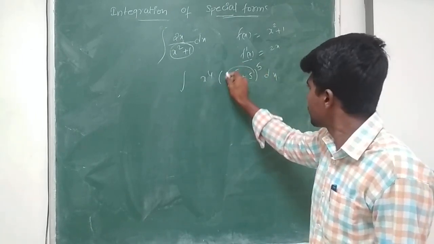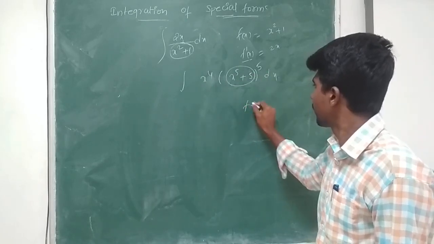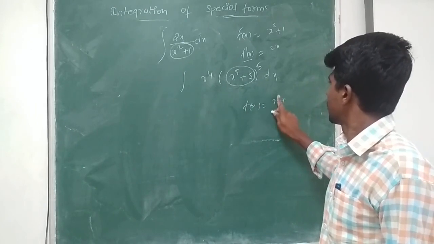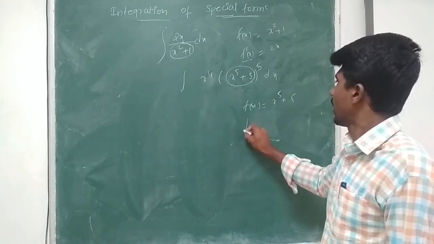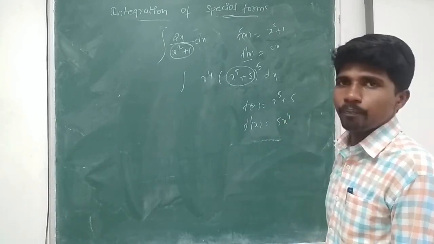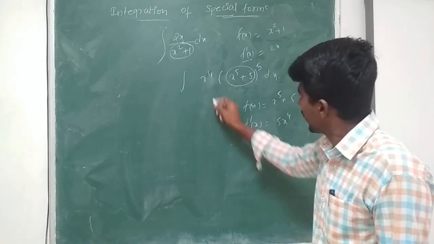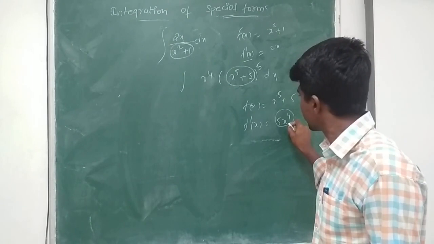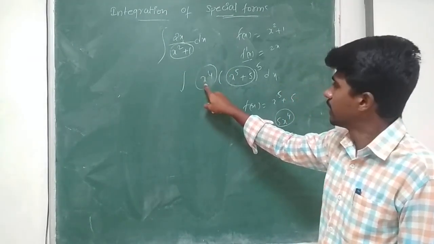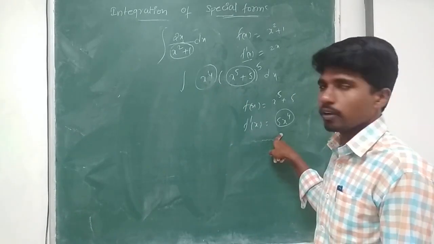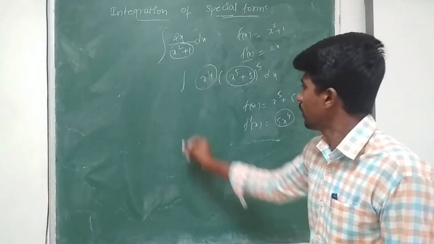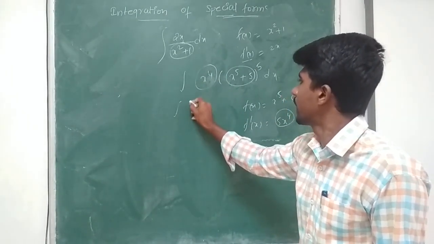So if I consider this particular part as f of x, I get f dash of x as 5x to the power of 4. I don't have directly f dash of x, meaning directly 5x to the power of 4, but I have x to the power of 4. This can be altered as 5x to the power of 4 by multiplying and dividing with 5. So if I multiply and divide with 5, what do I get?